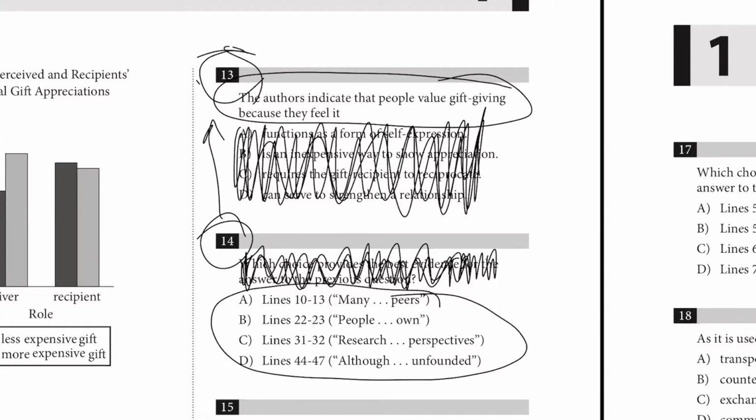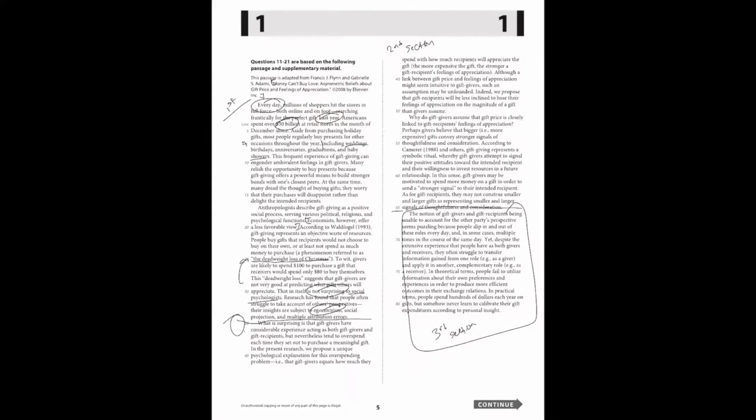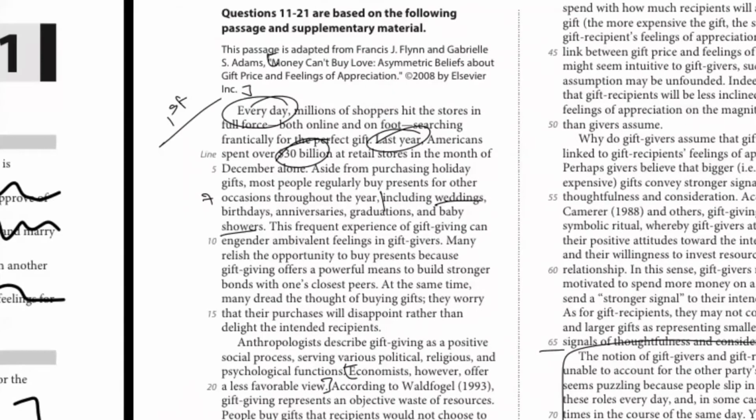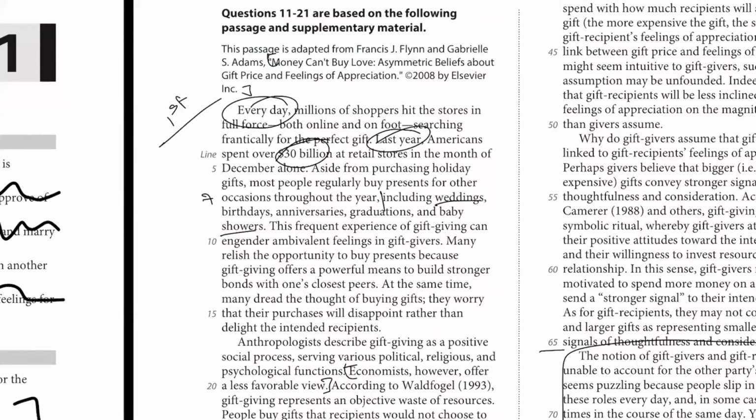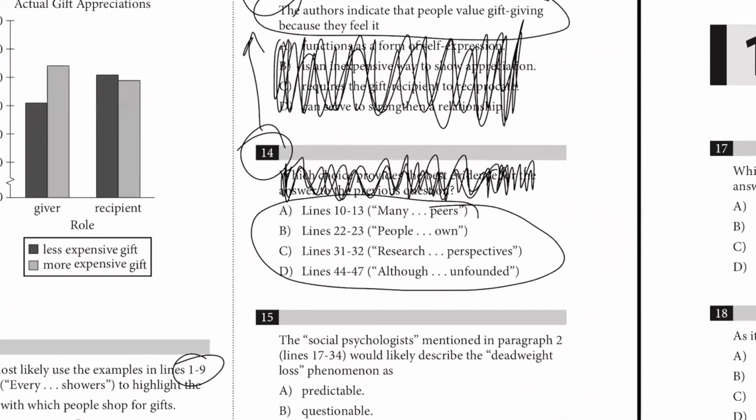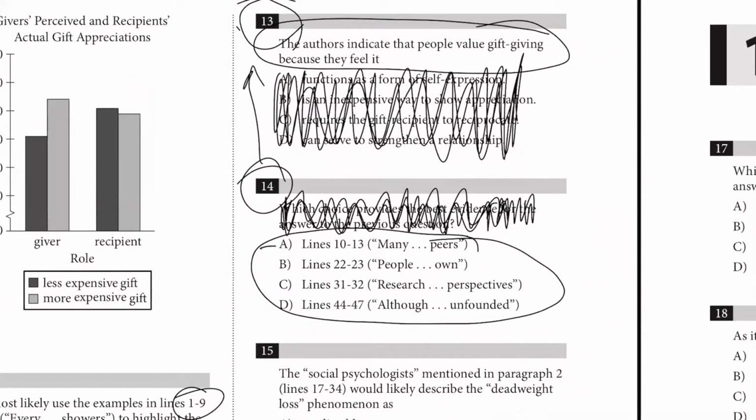All right. So let's look at answer choice A, lines 10 through 13. "Many relish the opportunity to buy presents because gift giving offers a powerful means to build stronger bonds with one's closest peers." What does it say? It says that people love gift giving because it gives them the opportunity to create a stronger bond with their loved ones. Perfect. It addresses question 13, right? It talks about why people like gift giving. A looks really good.